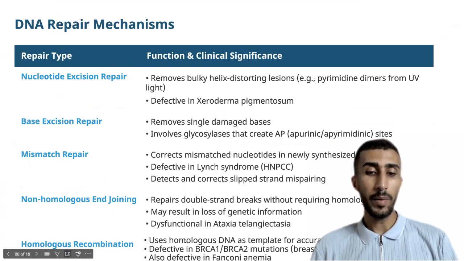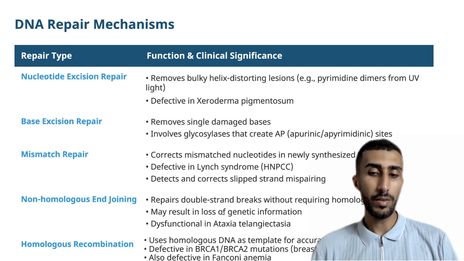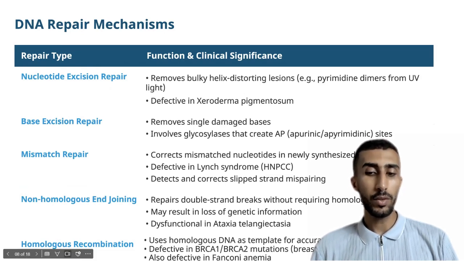Versus homologous recombination, which uses a homologous DNA as a template for accurate repair. So non-homologous end joining seals the gap and may result in loss of genetic information, but homologous recombination uses a homologous DNA template for accurate repair. This is defective in BRCA1, BRCA2 mutation, breast and ovarian cancer, and also in Fanconi anemia.